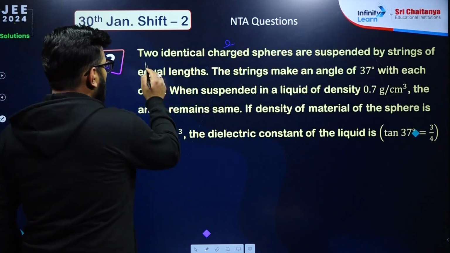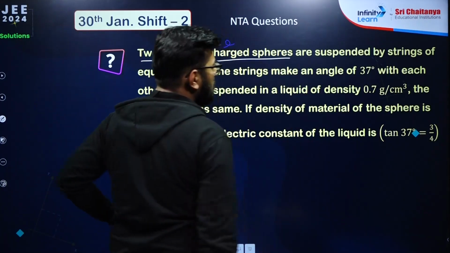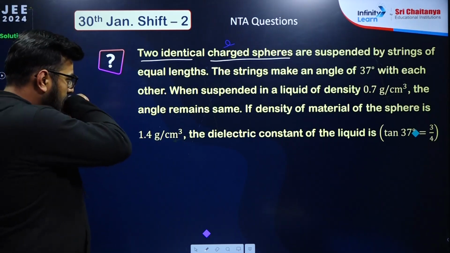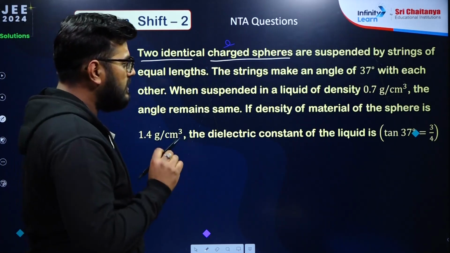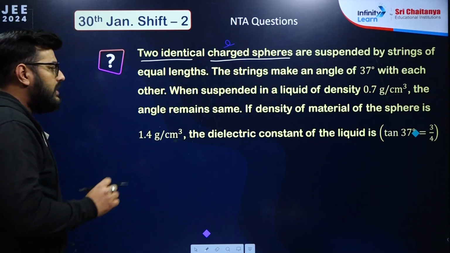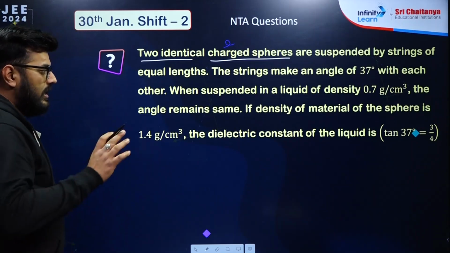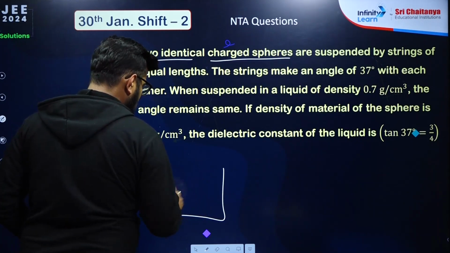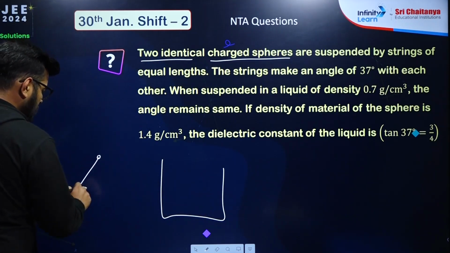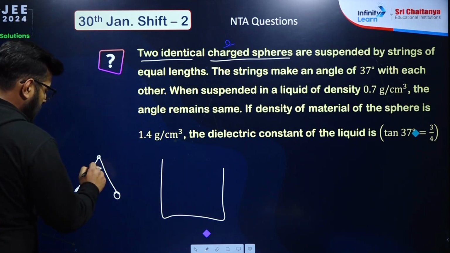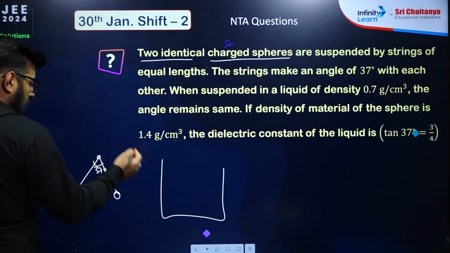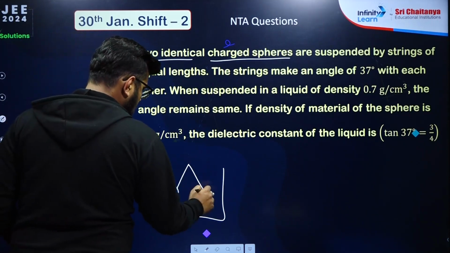Moving ahead for the next one: 2 identical charged spheres are suspended by strings of equal lengths. The strings make an angle of 37 degrees with each other. When suspended in a liquid of density 0.7 gram per centimeter cube, the angle remains the same. Now, why is the angle remaining the same? In both scenarios, earlier the angle was 37 degrees, right? Earlier the strings made an angle of 37. This is 37, and now also it is making 37 only.